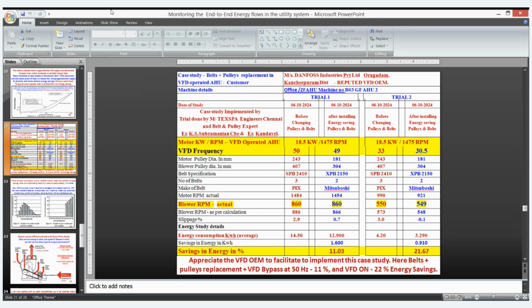But still, this needs to be approved. It needs to be recognized and approved by the policy making authorities so that the industry can make use of it. It's a visible loss that is happening in the industry, especially on the VFD operated, belt operated blower. This is definitely an instantly implementable energy saving.